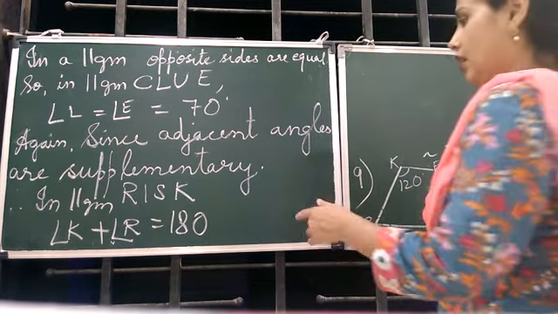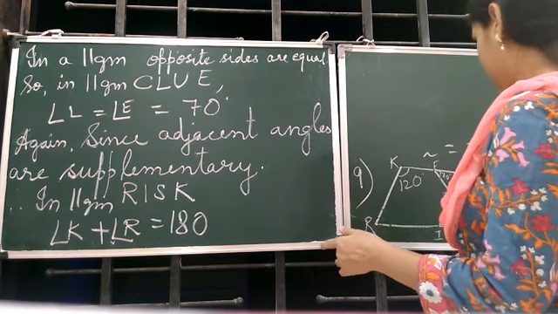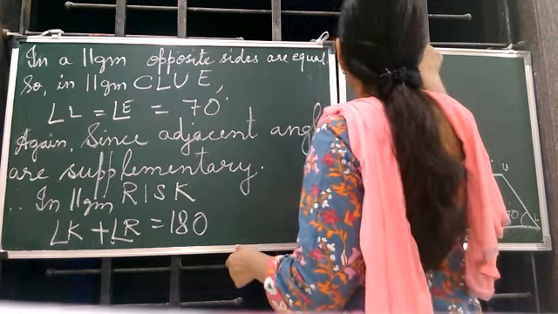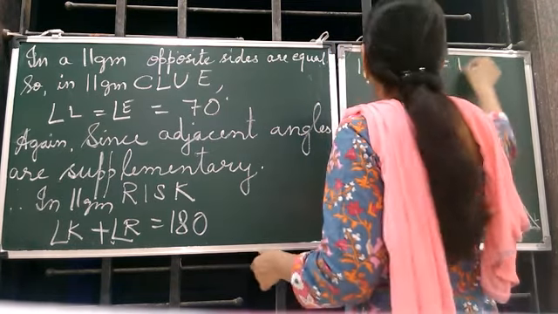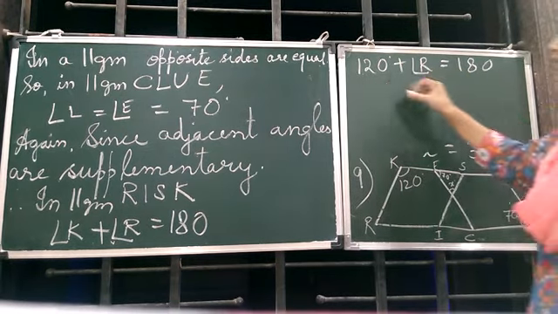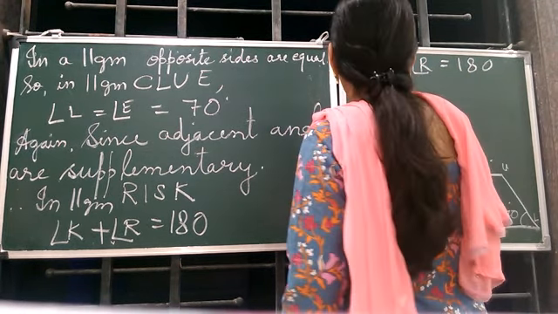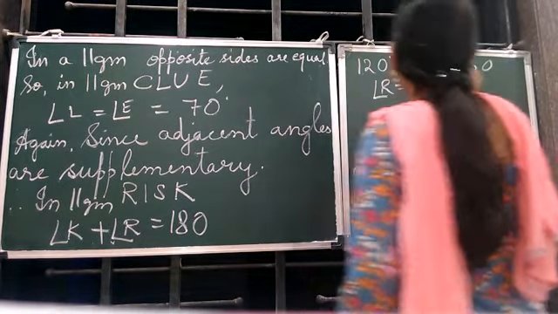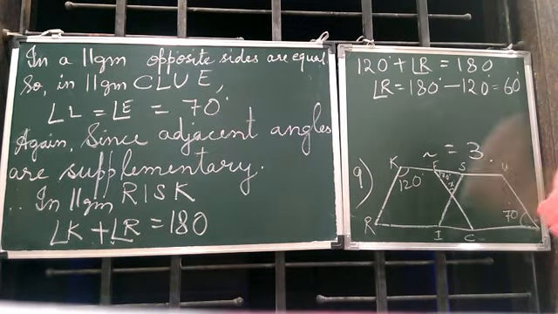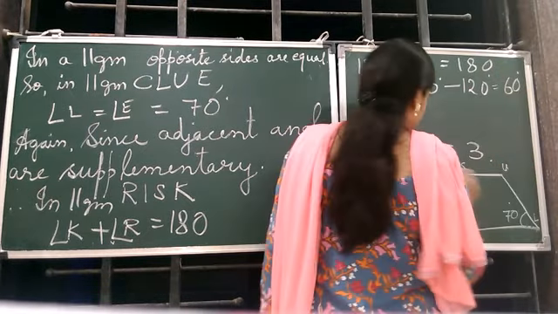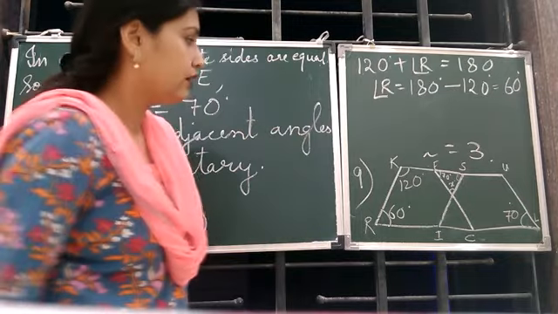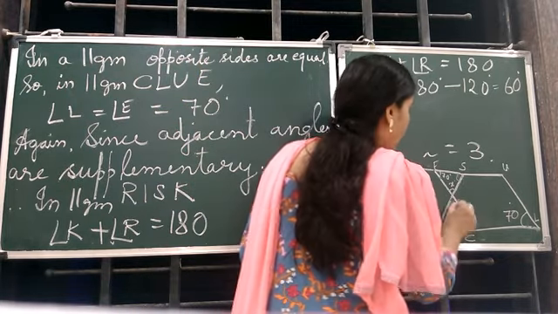So angle K is 120, so 120 plus angle R is equal to 180 degree. From here we will get the value of R, we will subtract. So angle R is equal to 180 degree minus 120 degree, it will give us 60 degree. Okay, so now this is 60 degree, so angle S will also be 60 degree. Yes, let us presume that this is O.